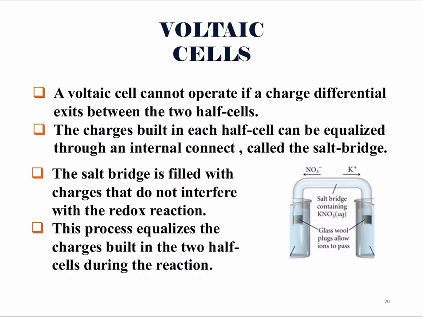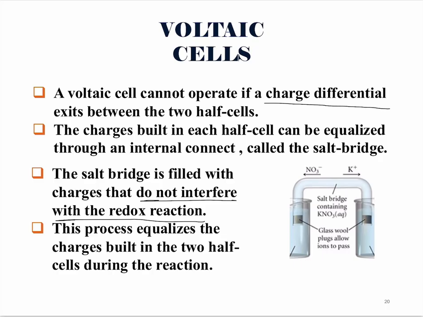And so a cell cannot operate, like I just said, if there exists a charge differential between the two sides, right? So if the charge buildup gets so large, then the electrons are going to flow in the opposite direction because you've essentially reversed the polarity of the voltage difference, right? The negative side becomes the positive side, and so on and so forth. And so then you have the salt bridge, which is filled with charges that do not interfere with the redox reaction. That's an important part, meaning they don't react with the species. They're just neutral ions in solution. And so they can just move back and forth to help neutralize the charge.